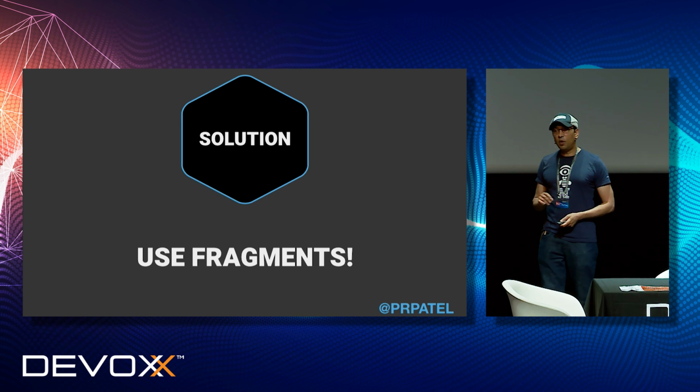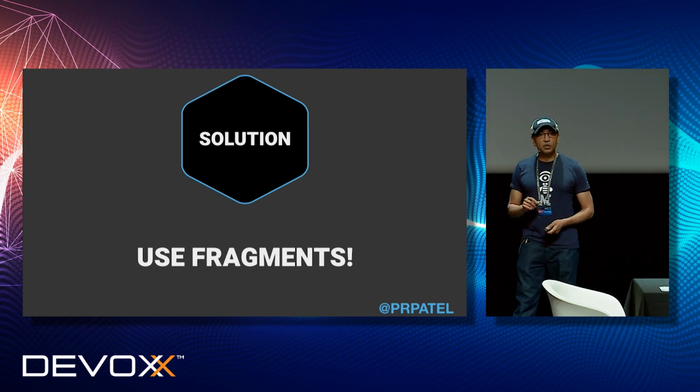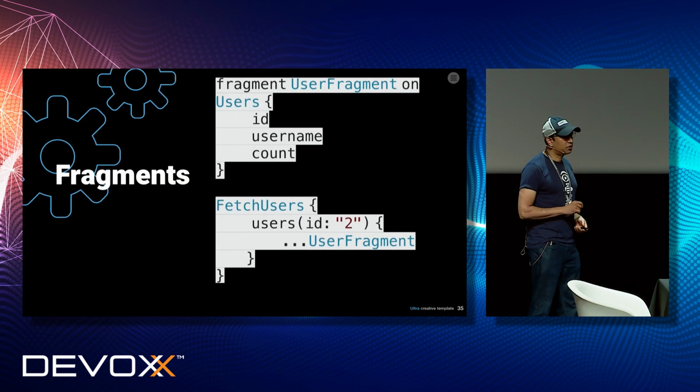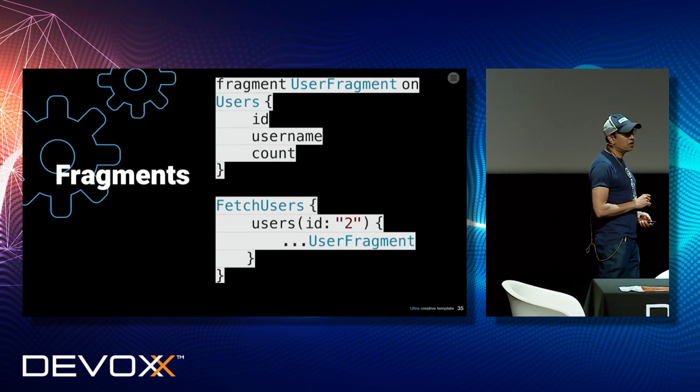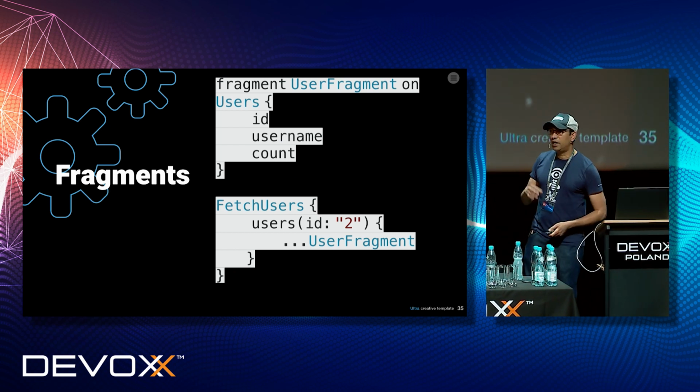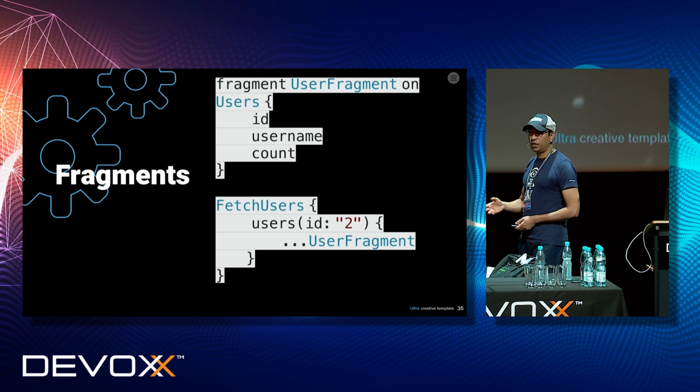What we can do to help with that is we can use something called fragments in the GraphQL specification. So that means this, right? So we could create something called a user fragment, because we know that we'll always want to get an ID and a username and maybe email address or whatever.